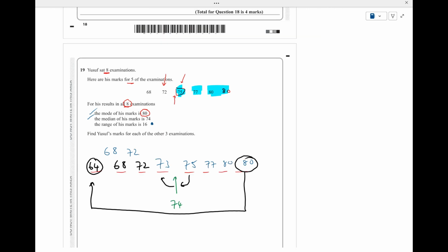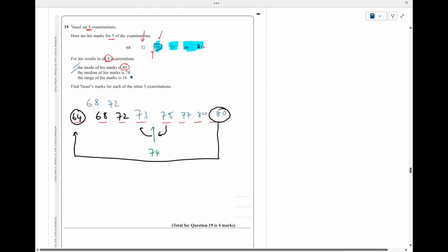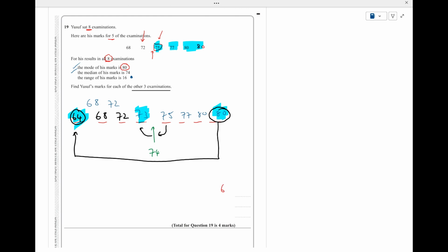It's quite a tricky question, isn't it? But those are his marks on all 8 exams. And now it says, find his marks for the other 3 examinations. So which ones were they? Well, one of them was 80, 75, one of them was 73, and one of them was 64. So his 3 other marks are 64, 73, and 80. That's quite a hard 4 marks, I think. But there you are. That's how to do it.